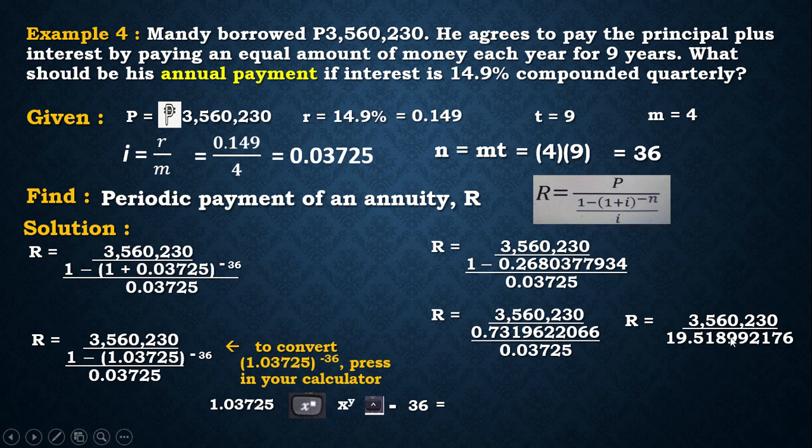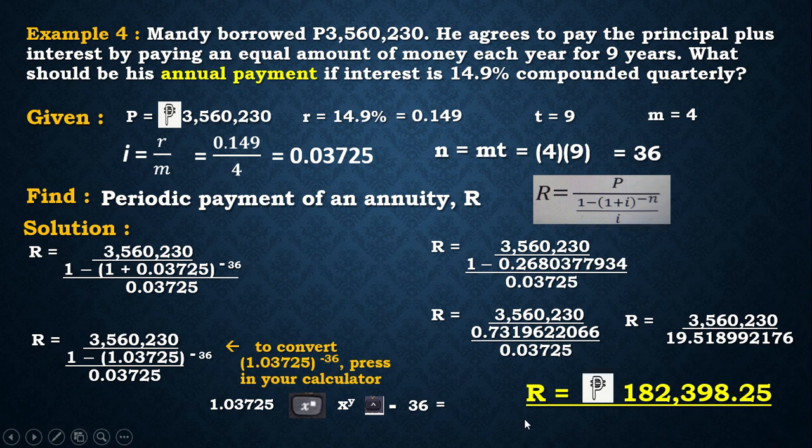What will be our next step? We divide this: 3,560,230, which is the present value, divided by 19.518992176. When we divide this, we will have the periodic payment of an annuity R, which is 182,398.25. Again, we divided this to get this. And those are the step-by-step procedures on how we could get the periodic payment of annuity R, having the present value.